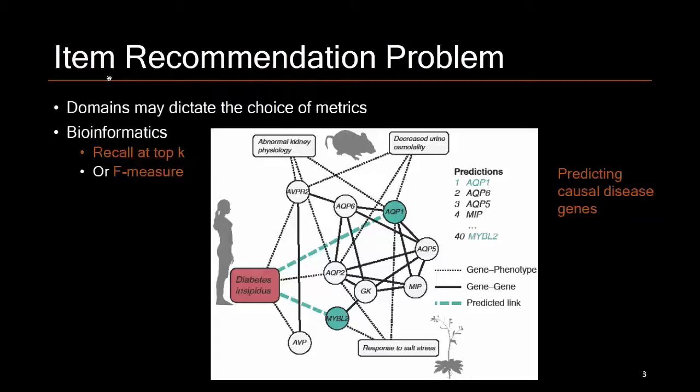In this case, you want to be precise in the top list, but at the same time, you want to make sure that you get most of the relevant genes so that you don't miss out some critical gene, which might stop the development of a good gene therapy. So biologists are often interested in both precision and recall. You see that domains often dictate the specific type of metrics that you want to use in these recommendation problems.